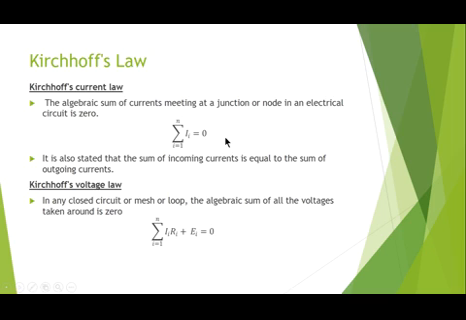Next is Kirchhoff's voltage law. In any closed circuit or mesh or loop, the algebraic sum of all voltages is equal to 0. So in the name itself it says voltage. So the sum of all voltages in any closed circuit is equal to 0. That is Kirchhoff's voltage law. Kirchhoff's current law means the sum of all currents meeting at a junction is equal to 0.